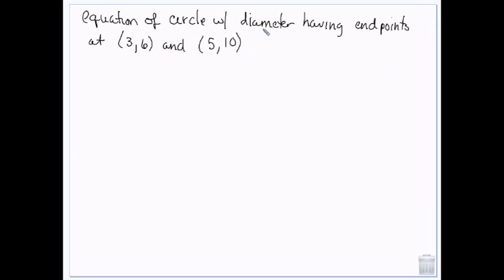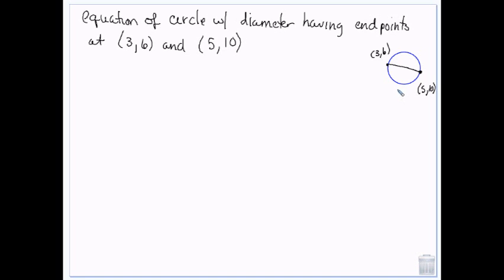What if I gave you a diameter that has endpoints here and here? What that means is, okay, I have some circle, right? That's not a circle. Well, that's kind of an ellipse. Hold on, I'm going to be a perfectionist right now. Darn it. Whatever. Okay, fine. I have a circle, and there's a diameter that goes through it, and the endpoints are at 3, 6, and 5, 10.